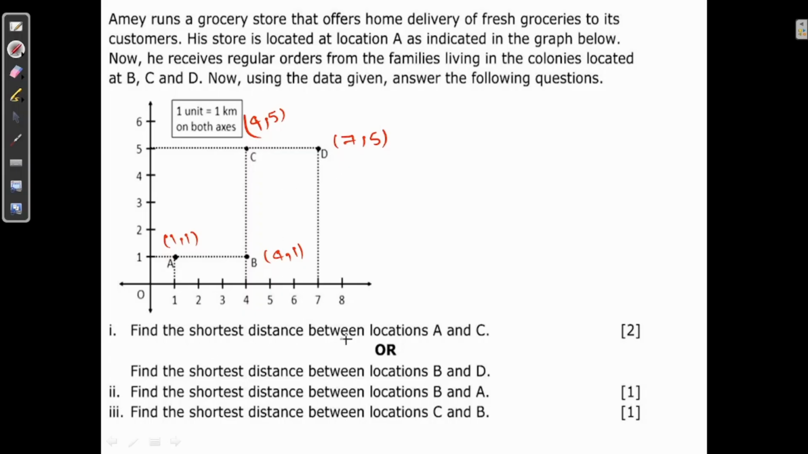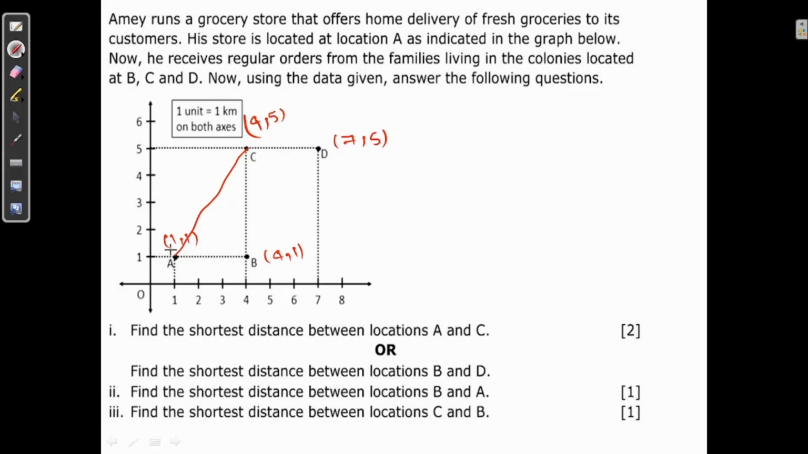Find the shortest distance between location A and C. So this is location A. Now we have to find the shortest distance. If you are thinking first I will go from A to B, then B to C, it is not mentioned that you have to follow that path only. Only the locations of the colonies are given. So we have to go from A to C. So directly this is the path that we have to follow.